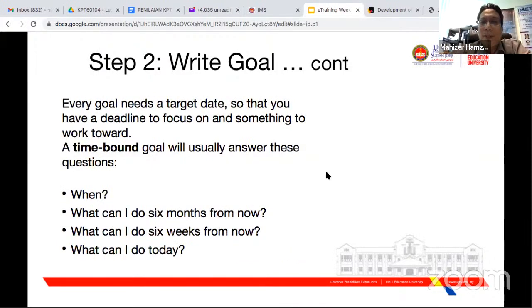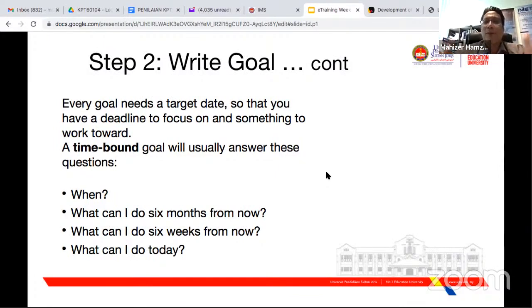And then time bound or timely, something yang kita discuss. When, bila nak mula. What can I do in 6 months? Apa yang berlaku dalam tempoh 6 bulan? Ini contohlah. What can I do in 6 weeks? Dalam tempoh 6 minggu. What can I do today? So, this means there must be a time frame, time bound. Jadi ada masa yang telah ditetapkan dan apa yang berlaku dalam tempoh masa.